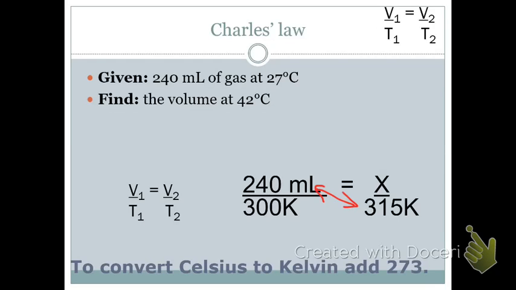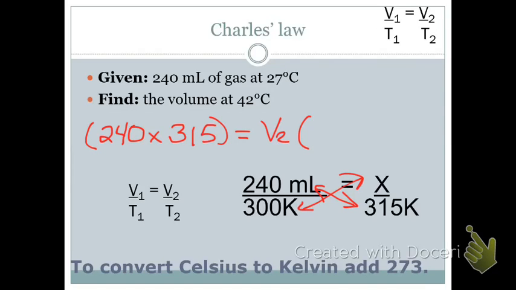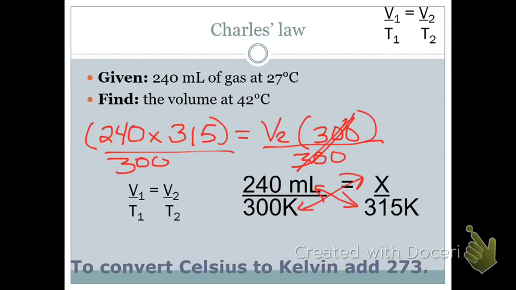I'm going to put my 240 times 315, and that is going to be equal to my V2, I'm just going to put V2, times 300, which is my K. And in order to get my V2 by itself, I'm going to divide both sides by 300, which cancels out here.